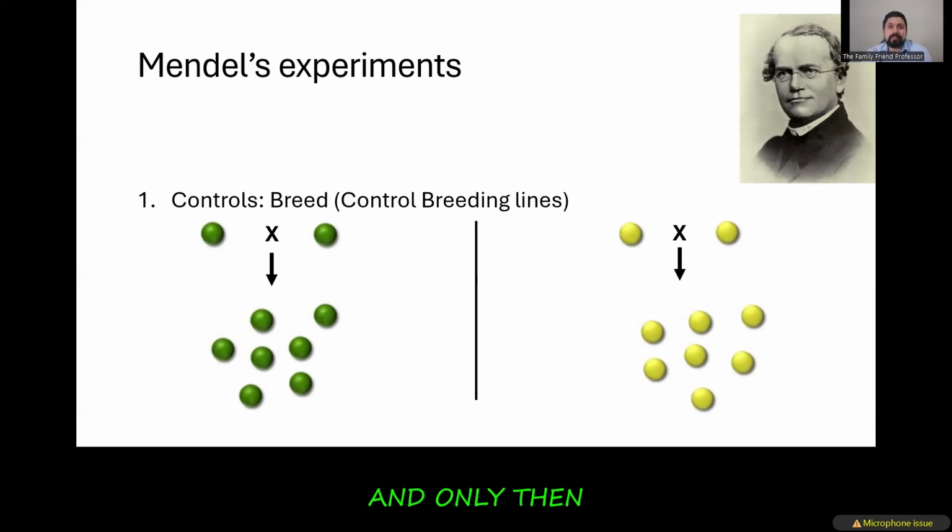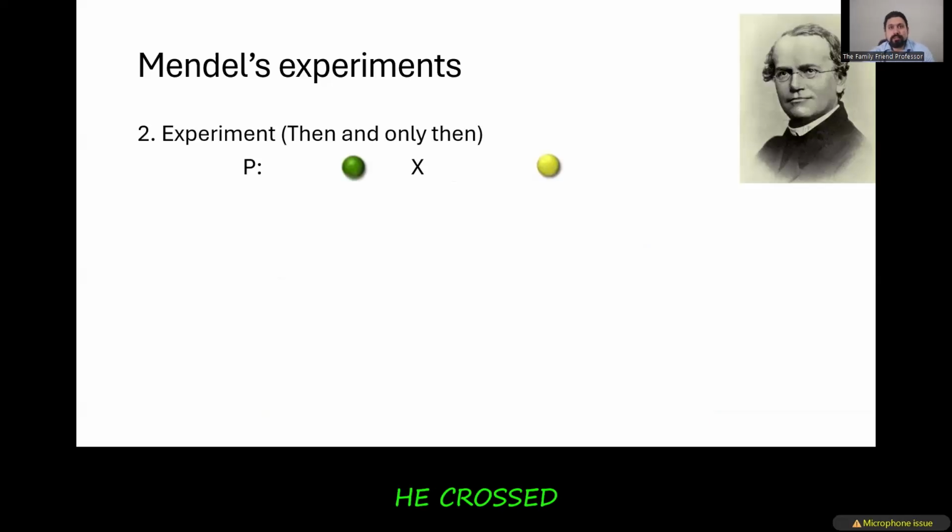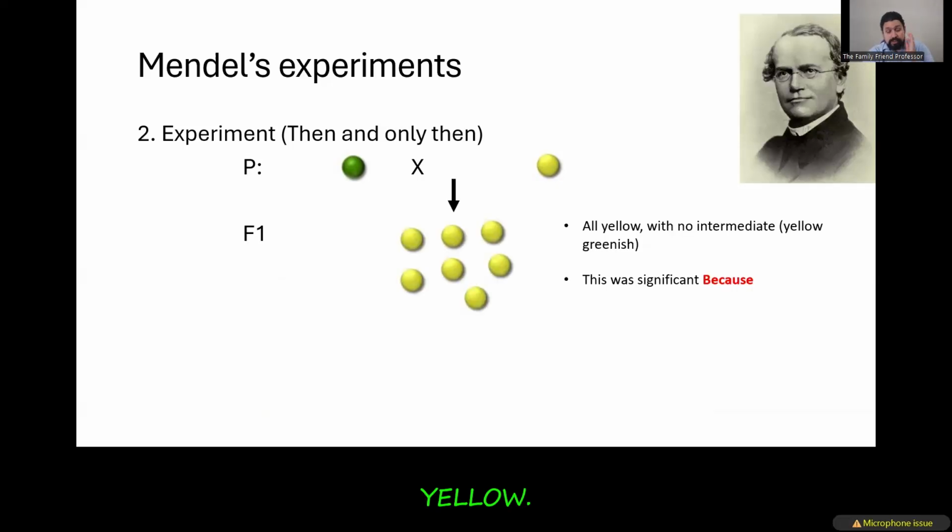Then, and only then, did he do an experiment. Now that he's sure that these plants bred true, they are true lines, pure lines, or homozygous, as we'll learn later, he did his cross. When he crossed green with yellow, in the F1, he got yellow. He saw that the green kind of disappeared, and he called this a recessive trait. We call this the F1, which is the progeny, the first generation, and it was completely yellow, as yellow as the dominant parent.